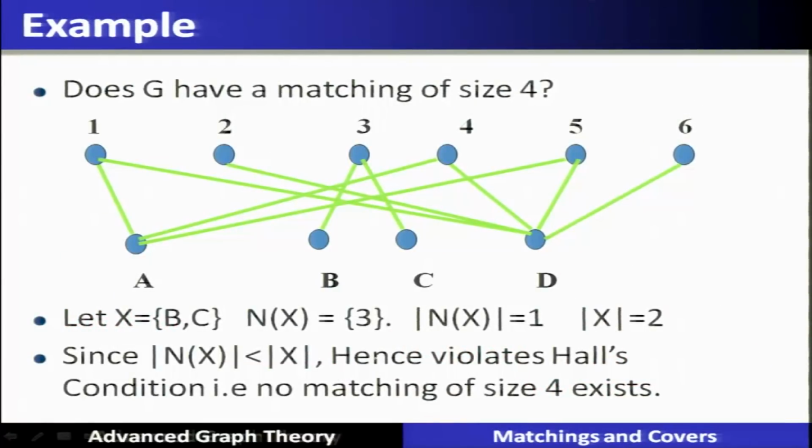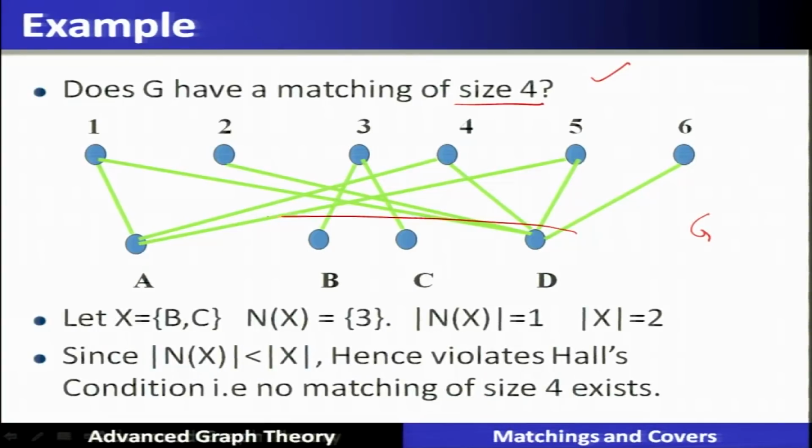The implication of this particular theorem we can first understand through some examples, and then we will get the motivation for the usage of this important theorem, that is called Hall's theorem. So, the first example is: in this particular given graph G, does this graph have a matching of size 4?